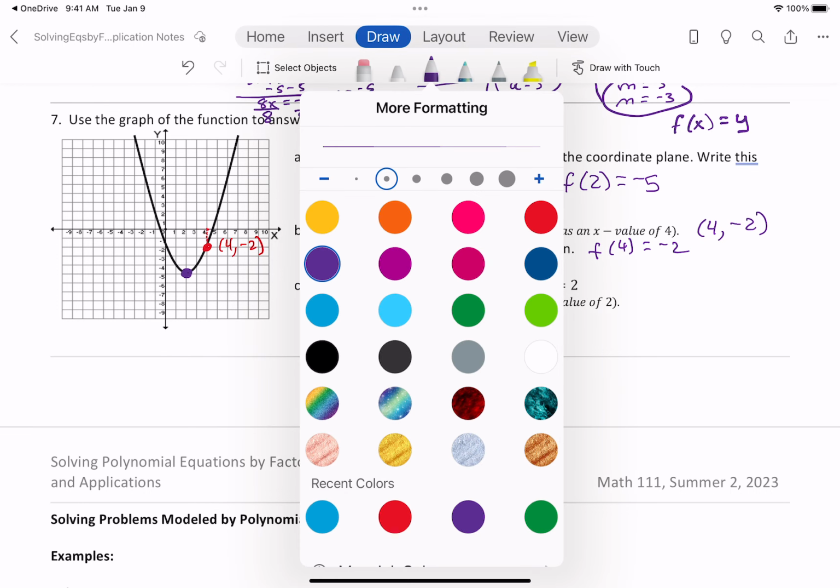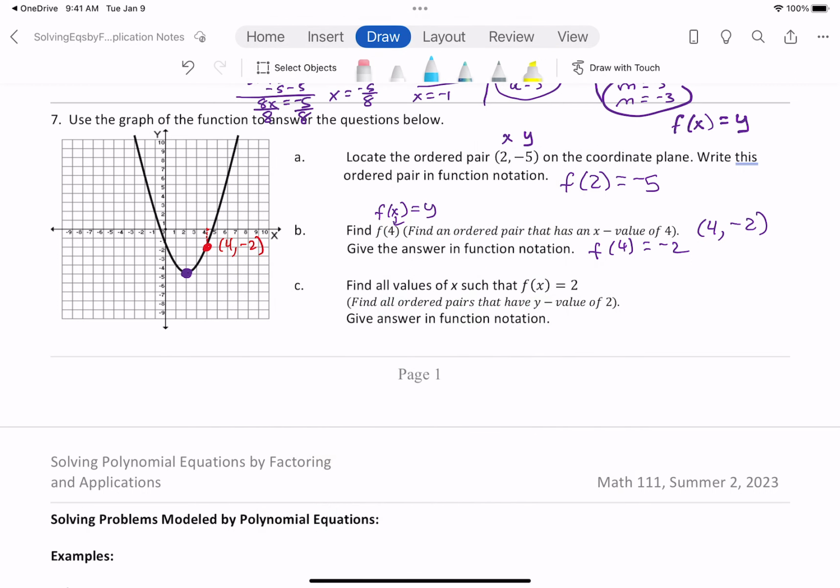And then for C, this one says find all values of x such that f(x) is equal to 2. So what this one is asking is to find all the ordered pairs that have a y value of 2. If you look at the function notation for this one, you notice this time the number that it gave me is in the position of y and we don't know x.